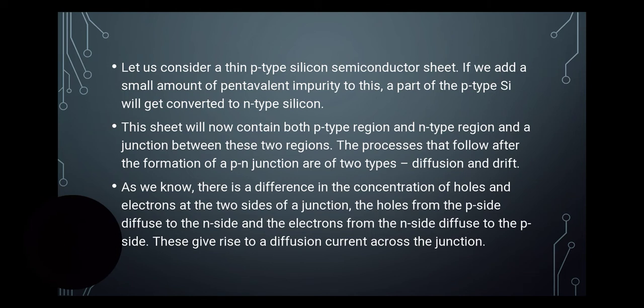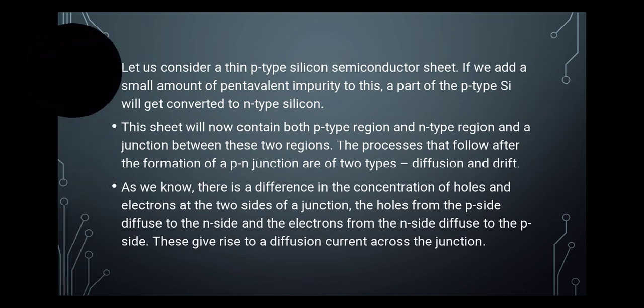Let us consider a thin P-type silicon semiconductor sheet. If we add a small amount of pentavalent impurity to this, a part of the P-type will be converted to N-type silicon. This sheet will now contain both a P-type region and an N-type region and a junction between these two regions. The processes that follow after the formation of the p-n junction are of two types, diffusion and drift.